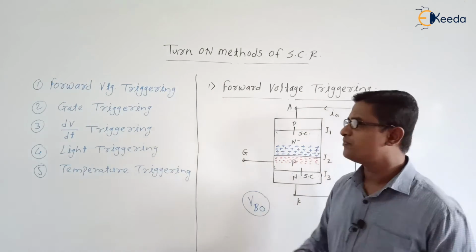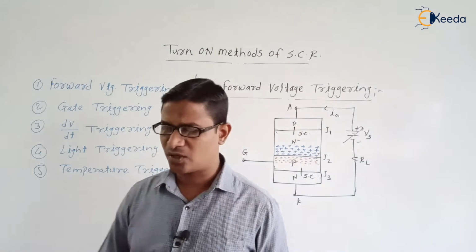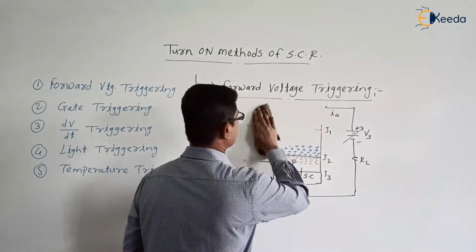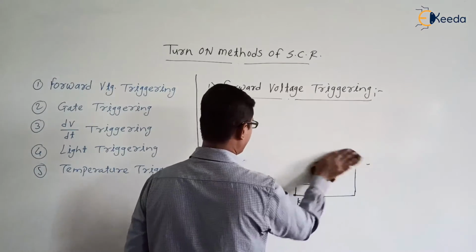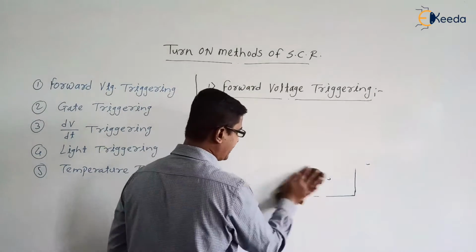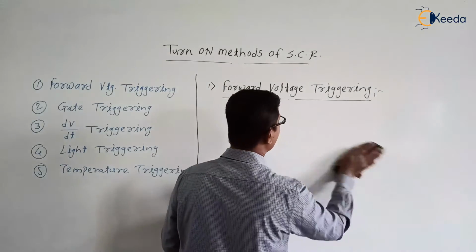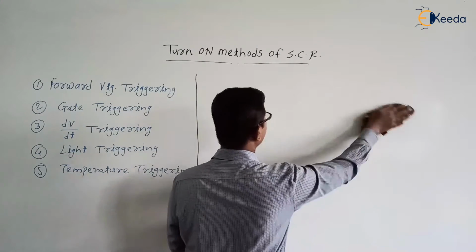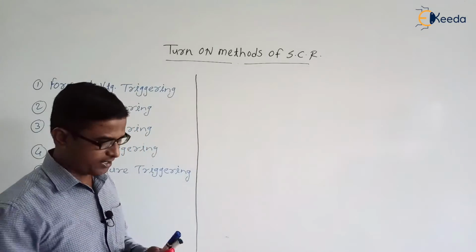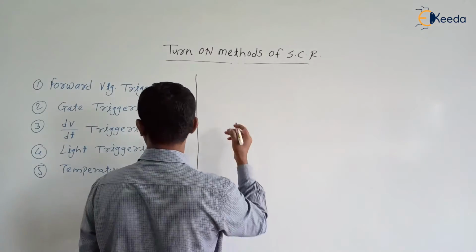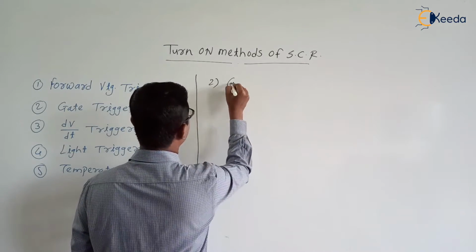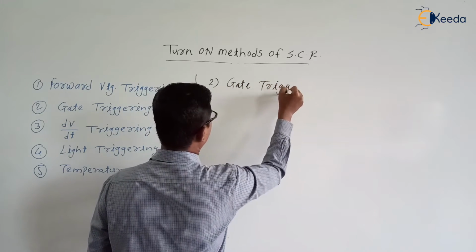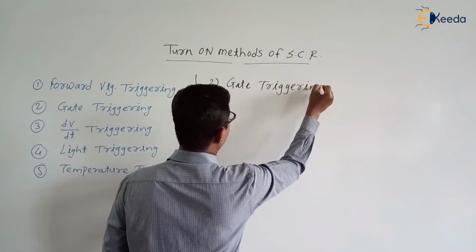Next, the second one: gate triggering. The second method we are going to discuss is gate triggering. In gate triggering, we need to connect an EMF and a resistor across the gate cathode circuit, or gate cathode terminal. So the second one is gate triggering.